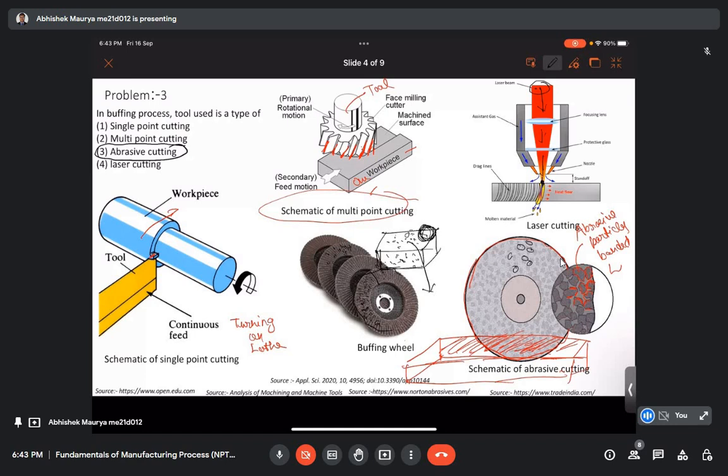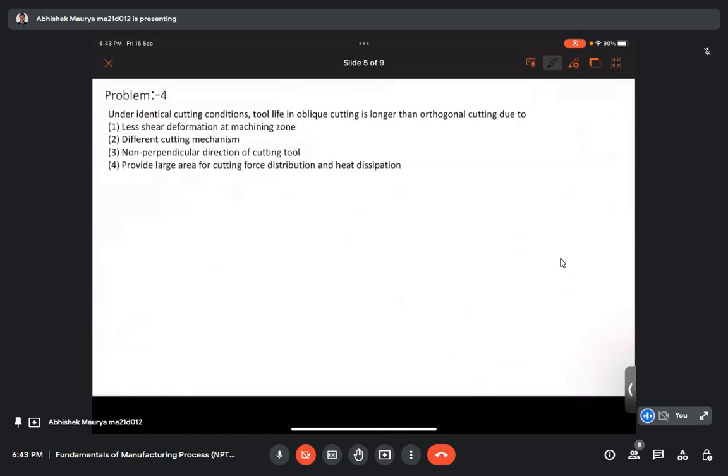So is it clear or still? Thank you, sir. Okay, so the correct answer for this problem is abrasive cutting. If any of you still have a doubt, please ask me, or we shall move to the next problem. No doubt, sir. Okay, let's move to the next problem.